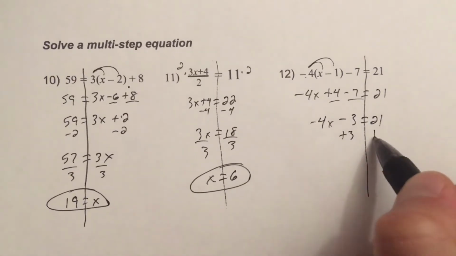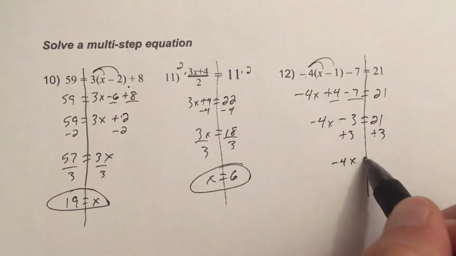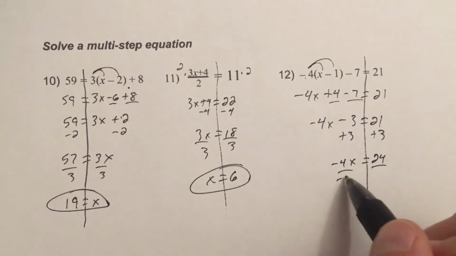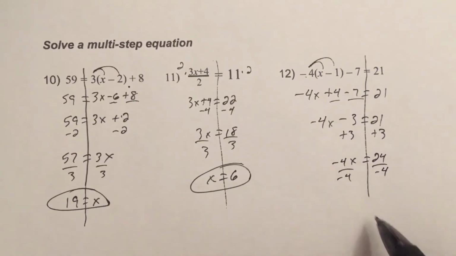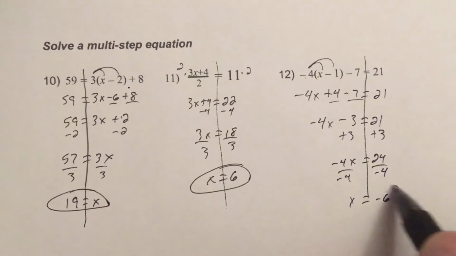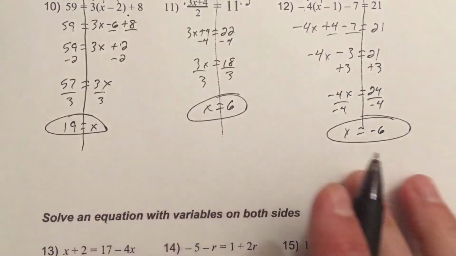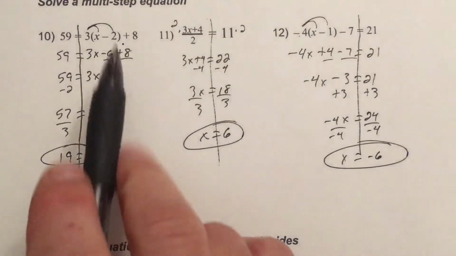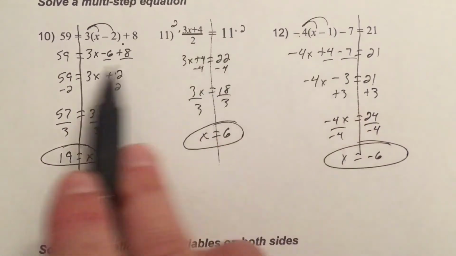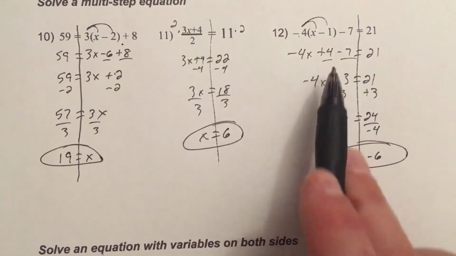Then you can add 3 to both sides. Almost there. Let's divide by negative 4. And we'll get x equal to negative 6. So hopefully you felt okay on all of those. Anytime we see distribution, you've got to do that first. Try to combine if you can on the sides, and then you should be good.